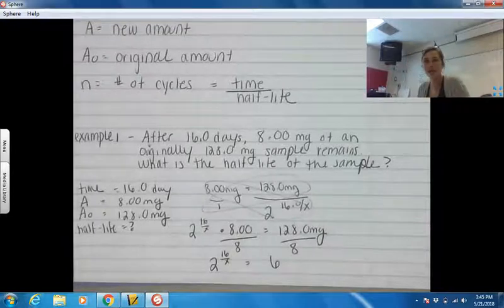So now I have to figure out a way to get this x out of the exponent. And we can do that through the natural log, ln.